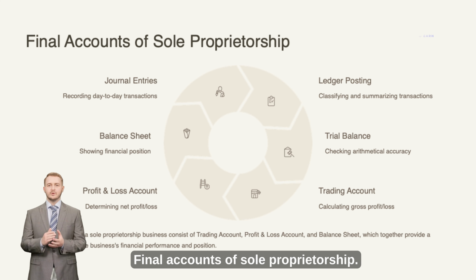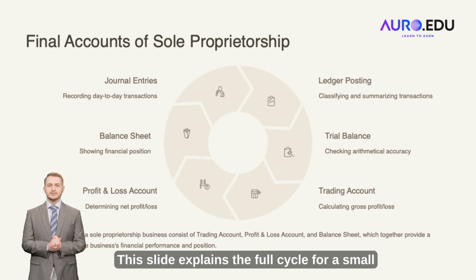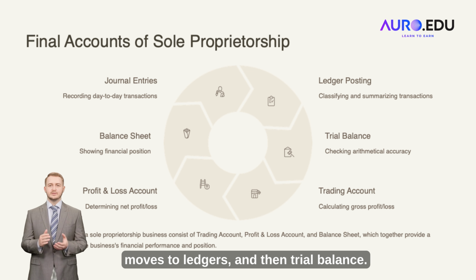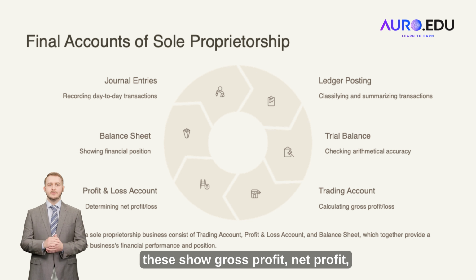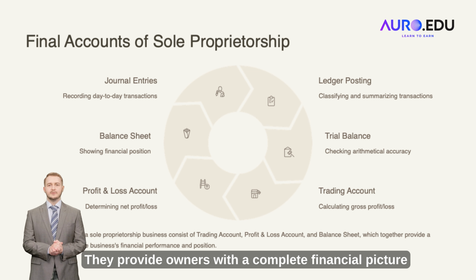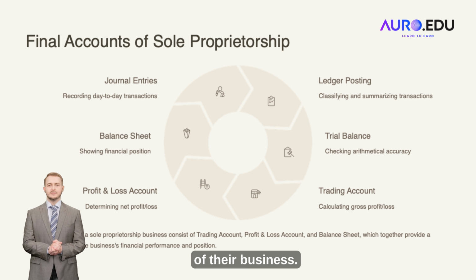Final accounts of sole proprietorship. This slide explains the full cycle for a small business. It starts with journal entries, moves to ledgers, and then trial balance. Final accounts include trading account, profit and loss account, and balance sheet. Together, these show gross profit, net profit, and overall position. They provide owners with a complete financial picture of their business.